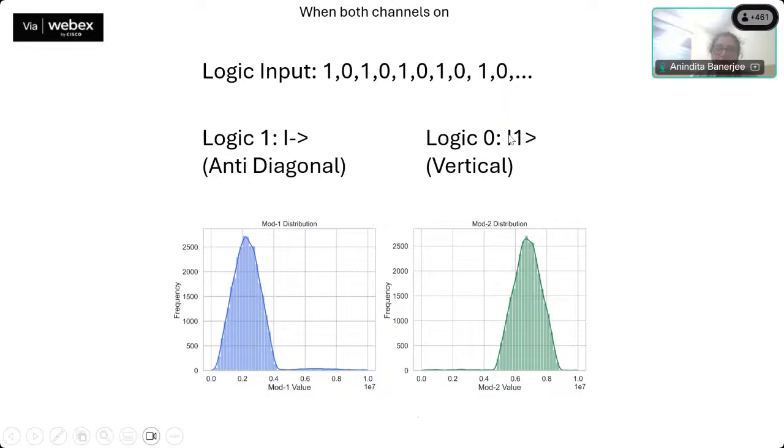Now, if I'm sending random numbers, then I can see a random distribution, and they are also occurring at almost equal time. So that also tells you that there is lesser bias, and I'm getting an equal number of logic 0 and logic 1.